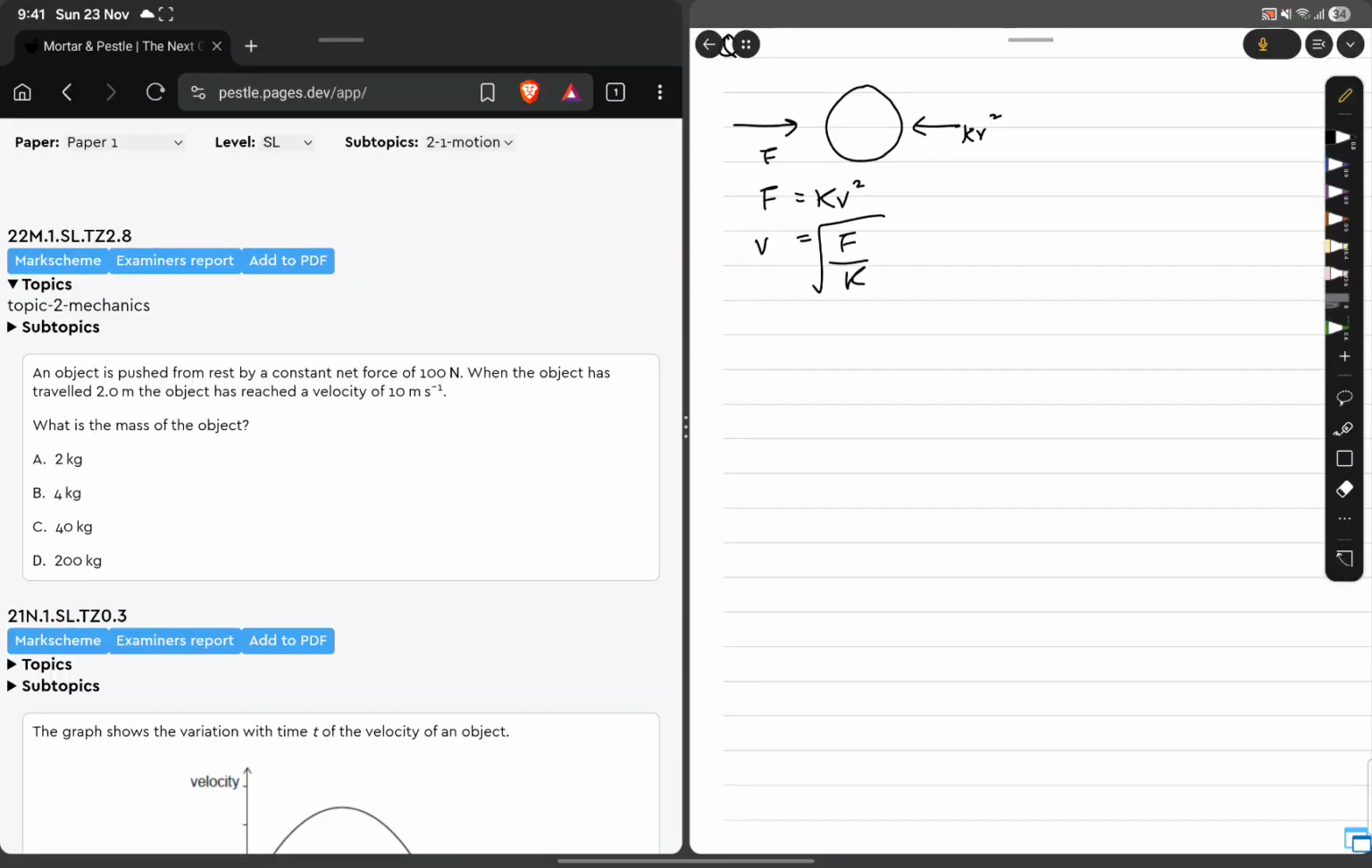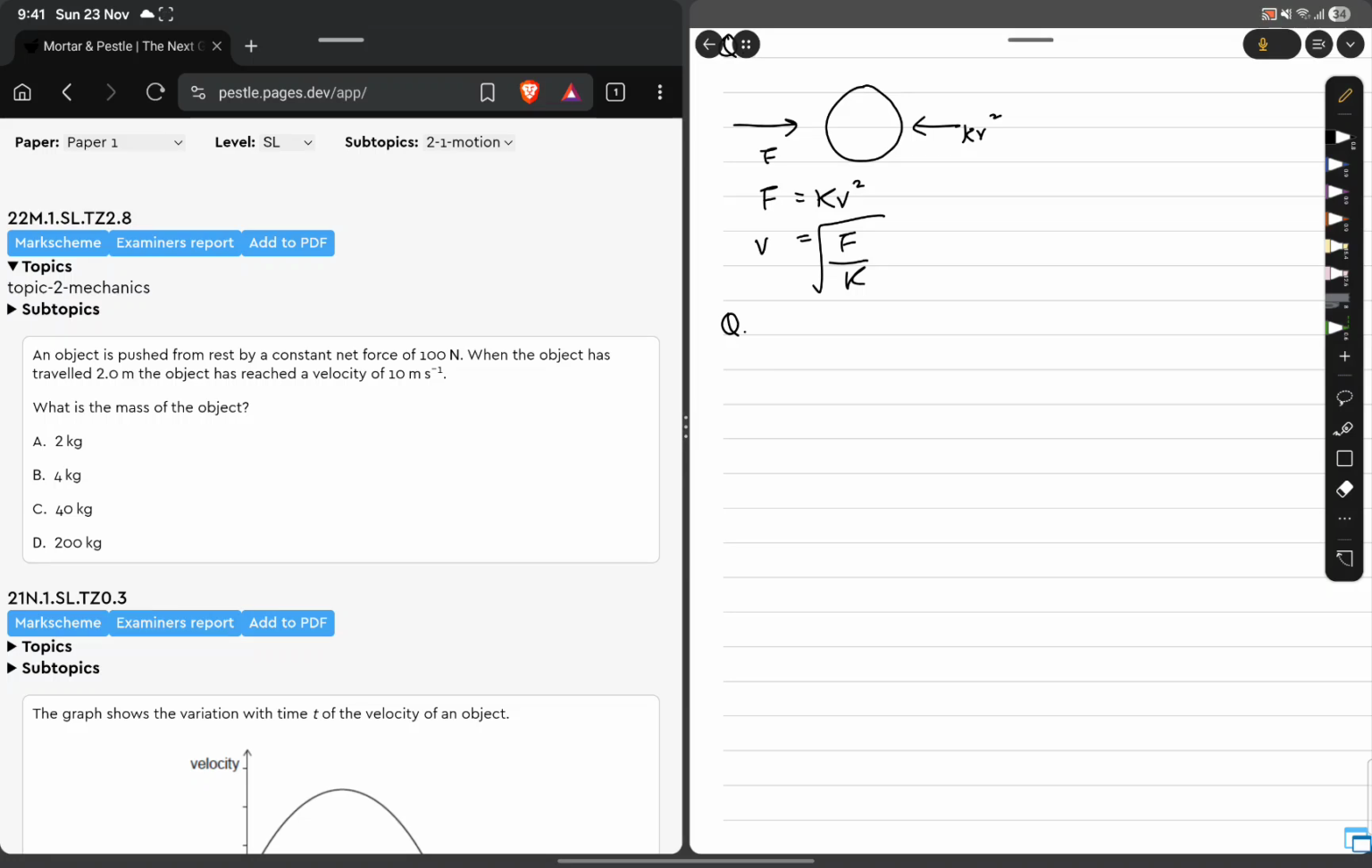Alright. An object is pushed from rest by a constant net force of 100 newtons. When the object has traveled 2 meters, the object has reached a velocity of 10 meters per second. What is the mass of the object? Well, we are given the force, the displacement, the final velocity, and we want to find the mass.